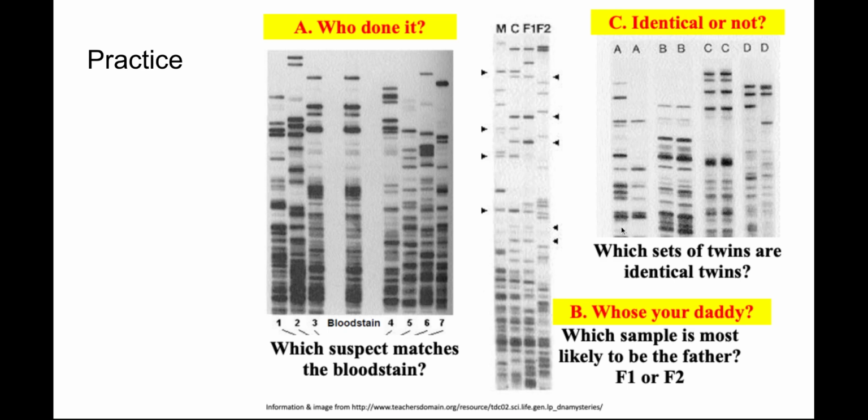For the third one, we're looking at which sets of twins are identical twins. So twin set A, B, C, or D. So you want to find which ones look identical to each other. It looks like twin set C and twin set B would be identical because you see matching between the two profiles. All right, go ahead, glue these in your notebook.